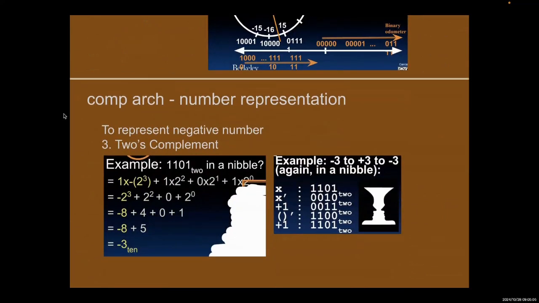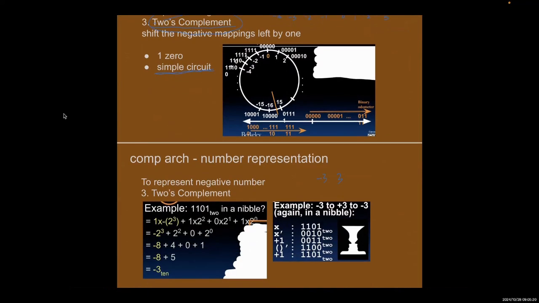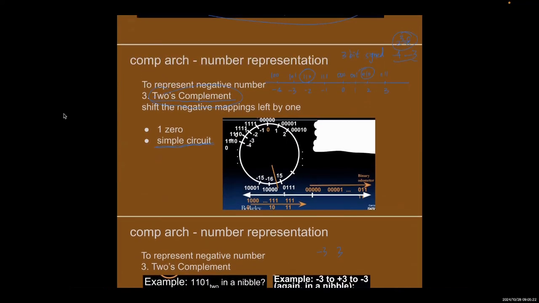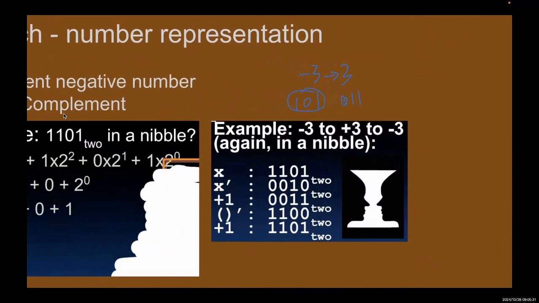Anyways, just to review that, if you go from -3 to 3 in two's complement, -3 is 1, 0, 1 and 3 is 0, 1, 1. To go from this to this, you flip all the bits, giving 0, 1, 0, then add 1. So this is flip all the bits and add 1.